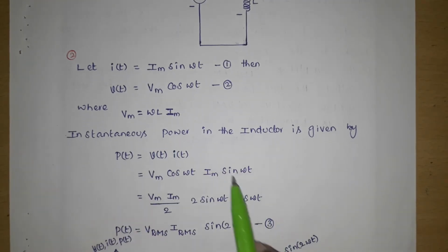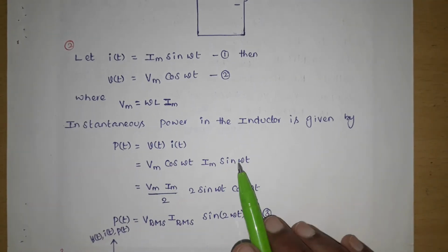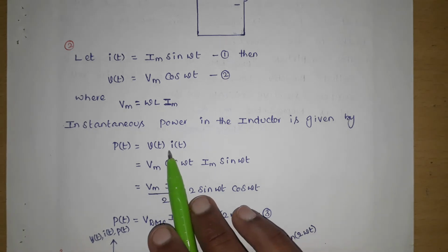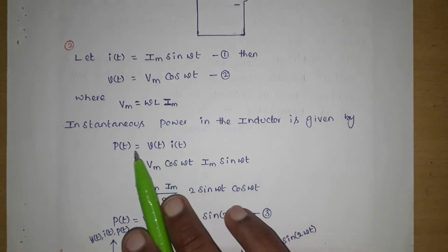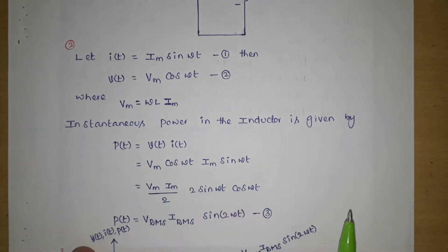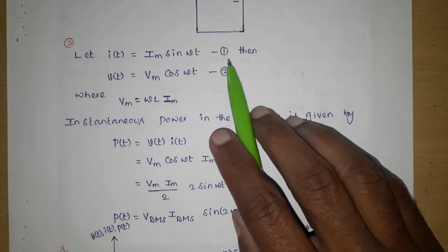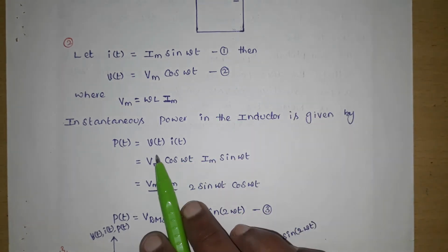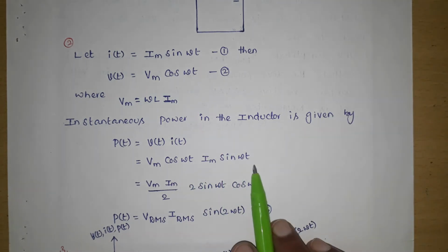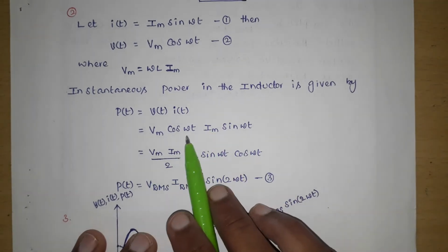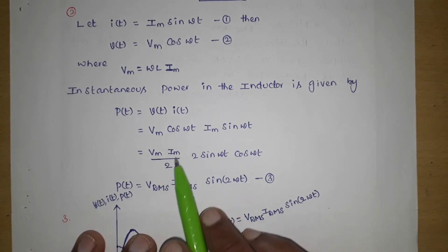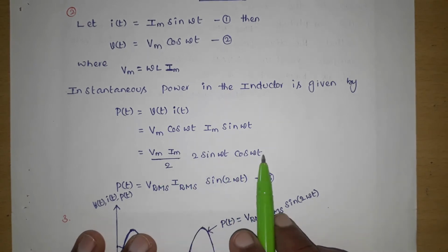So the instantaneous power in the inductor is given by the product of instantaneous voltage and instantaneous current. So p(t) equals v(t) i(t). Substituting equations 1 and 2 in this equation: for v(t), Vm cos omega t, and for i(t), Im sin omega t. So Vm Im, multiplying with 2 and dividing with 2, gives Vm Im by 2 times 2 sin omega t cos omega t.